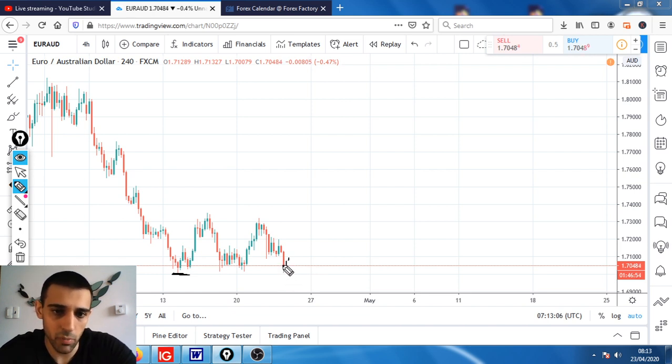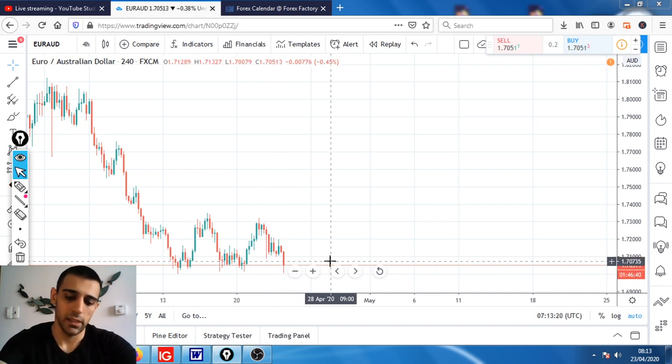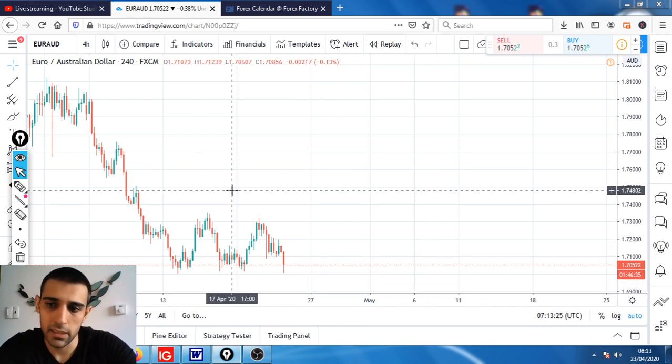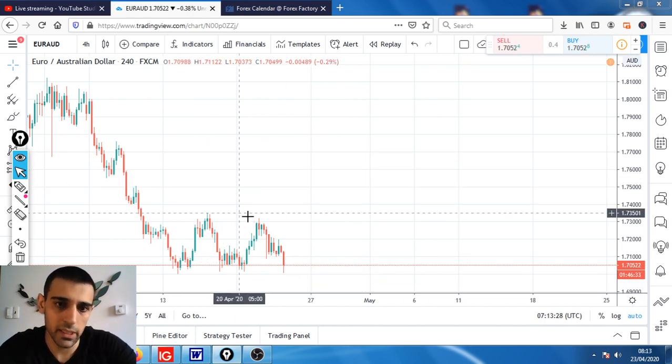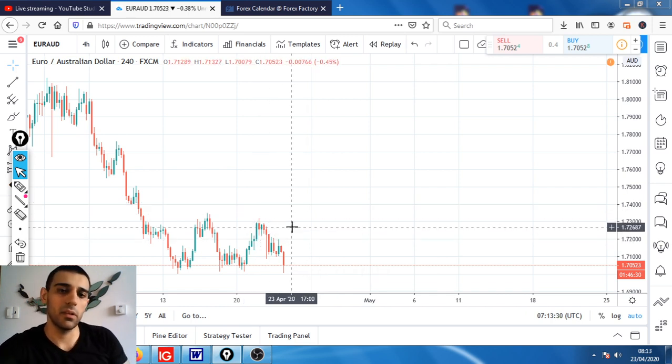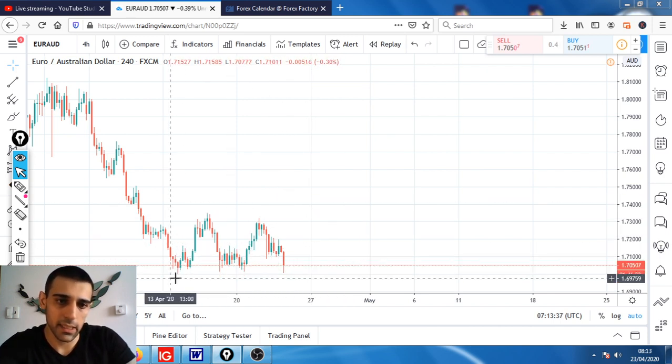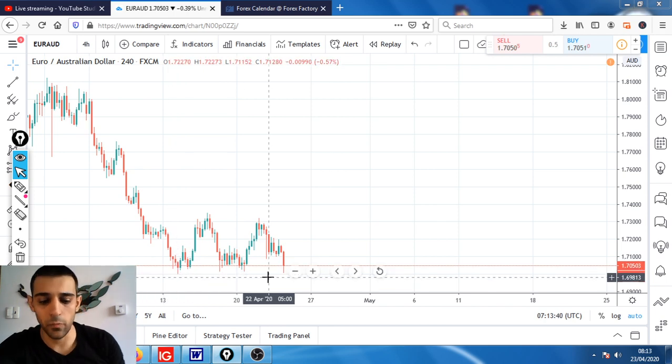So I might have a move down, maybe taking out this low here. Oops, this is my drawing. So taking out this low, and then ideally making its way up slowly. And I don't want to see any dojis or any weird candles in here. So ideally it does that. Let's see what's going to happen in the next 15 to 20 minutes, and how the market is going to react to the news. But we're going to wait for these lows in here to be taken out before we get onto the short side.